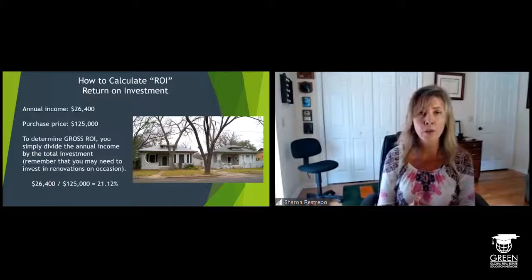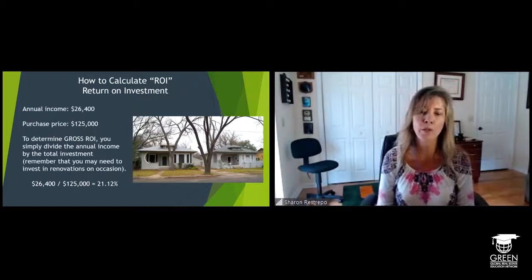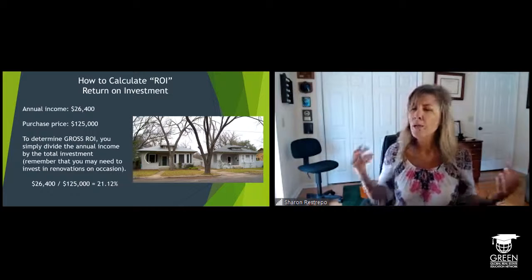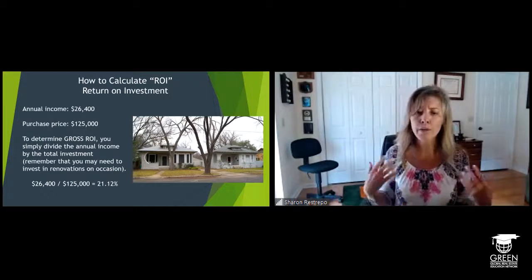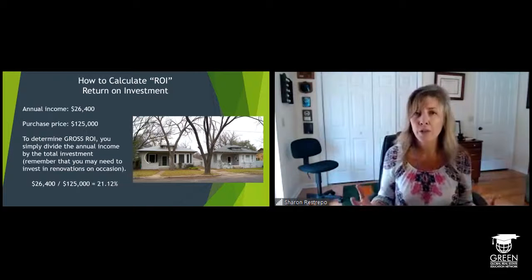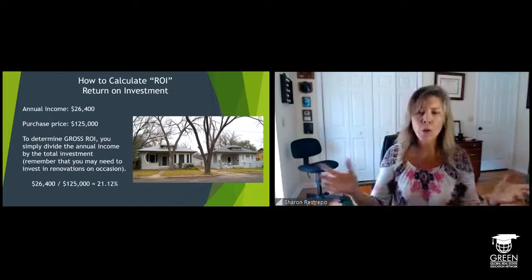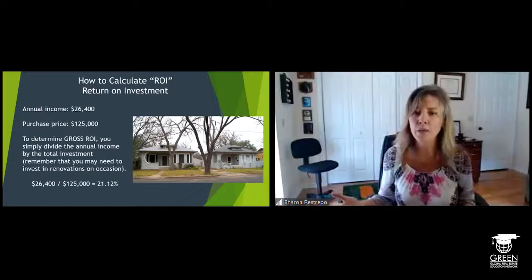All right. So in this scenario, $26,400 annual income divided by your investment of $125,000 gives you a gross return of 21%. But guys, we cannot buy anything based on a gross return. Okay, we have got to absolutely make our decisions based on a net return because we have no idea what all the expenses could be in this area. Now, down where I live here in South Florida, our real estate taxes are really high. Our insurance is really high. So these expenses are very high for our particular area of the country.